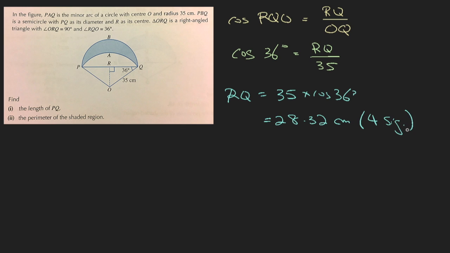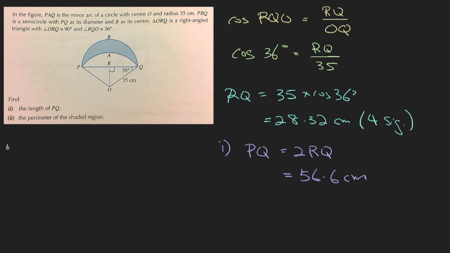So as usual, if you want your final answer to be in 3 significant figures, the preceding steps need to be in 4 significant figures or more. So part 1, PQ is simply 2 times RQ, and this will give you 56.6 cm.